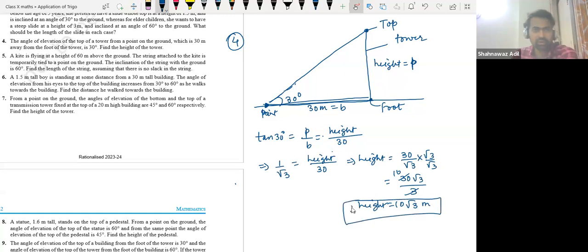So this application of trigonometry would be very easy, right? We just have to make the diagram. Diagrams are important. Please note it down and then we'll do the other question.